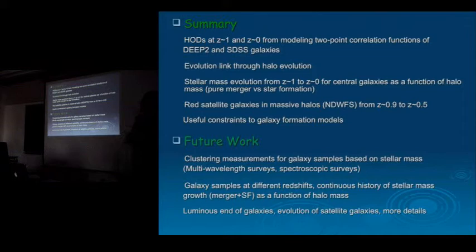I don't know this. But if I have more redshift slices, basically I can map out a continuous star formation history as a function of halo mass. Stellar mass growth as a function of halo mass. So the stellar mass growth can be decomposed into a merger contribution and a star formation contribution. All this will be very interesting. So this empirically derived result will be very useful to test galaxy formation models.